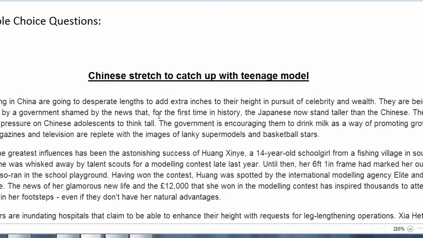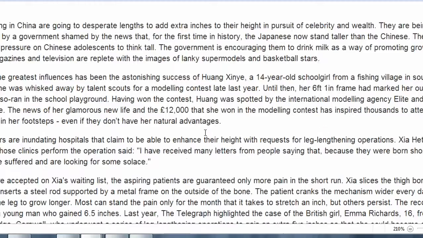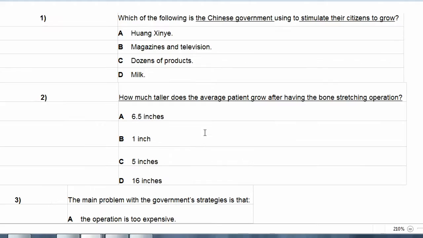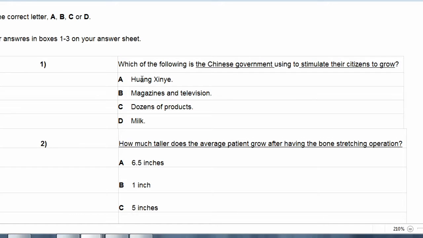The government is encouraging them to drink milk as a way of promoting growth. Let's read it from here. There is constant pressure on Chinese adolescents to think tall. The government is encouraging them to drink milk as a way of promoting growth. So what the government is doing is encouraging them to drink milk. Go back to the question. We have 4 options: Huang Xinye, magazines and televisions, dozens of products, and milk. So D is our answer here. Okay guys, that's how we do the multiple choice question.